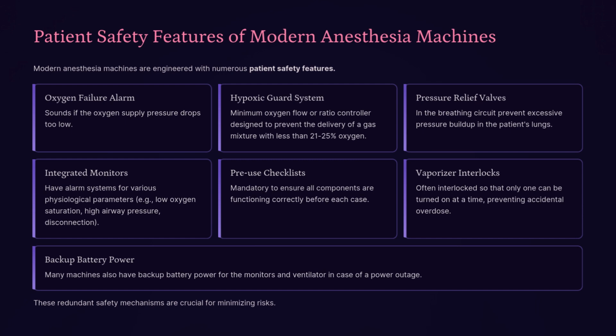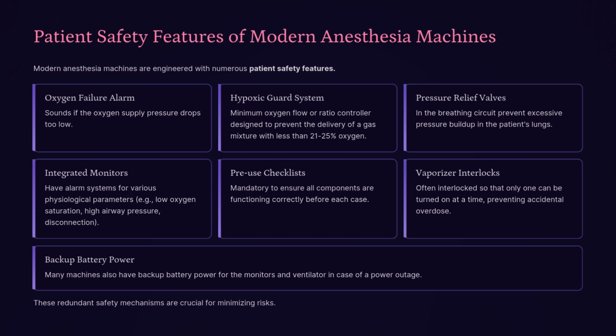Patient safety features of modern anesthesia machines. Modern anesthesia machines are engineered with numerous patient safety features. These include an oxygen failure alarm that sounds if the oxygen supply pressure drops too low. Many machines have a hypoxic guard system, minimum oxygen flow or ratio controller, designed to prevent the delivery of a gas mixture with less than 21 to 25% oxygen.